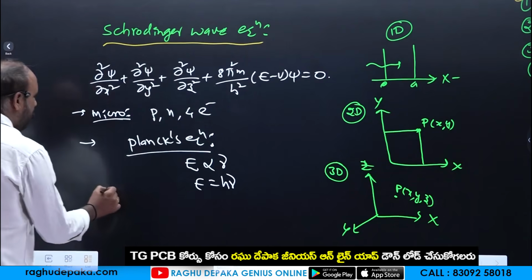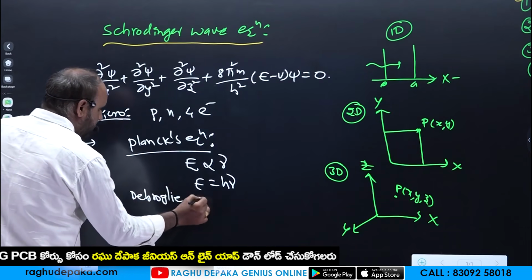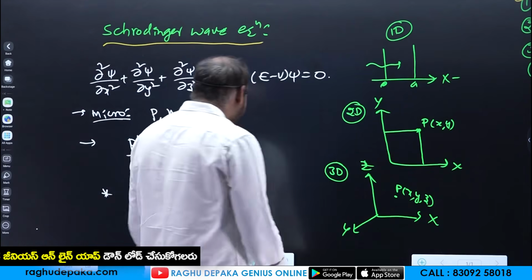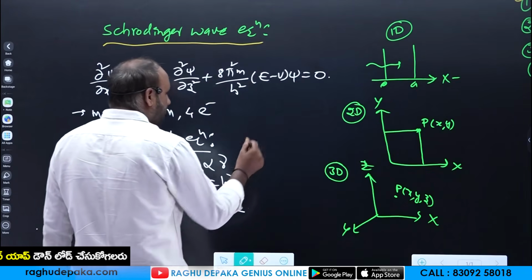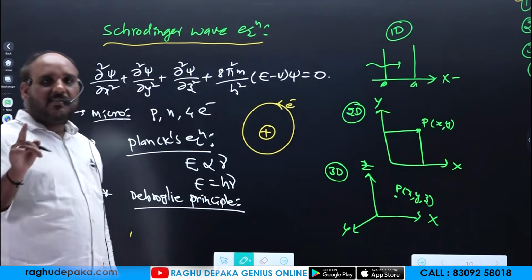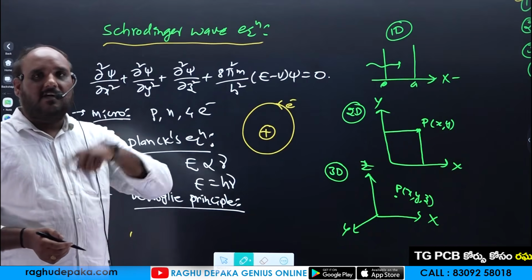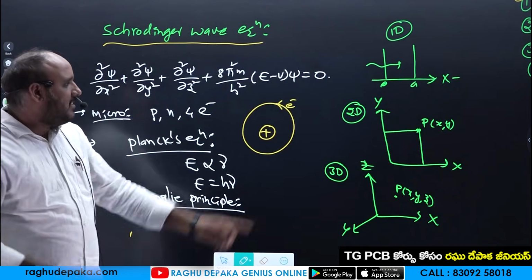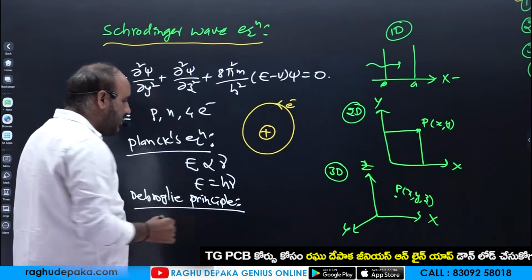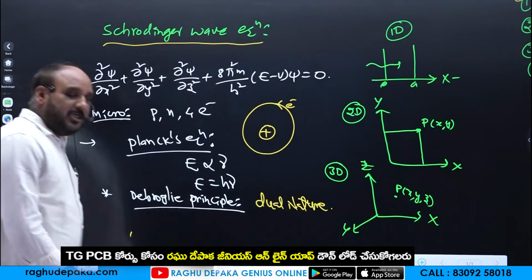Then after that, de Broglie's principle. What is meant by de Broglie's principle? Consider an atom with a nucleus, and the electron revolving around the nucleus. Two possibilities are there for the revolving of the electron: one is clockwise, the other is anti-clockwise, which may indicate the spin of the electron. Whenever it revolves around the nucleus, the electron possesses dual nature, and the concept of dual nature can be explained with the help of de Broglie's principle.